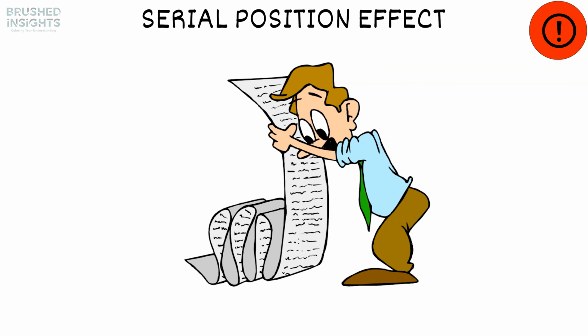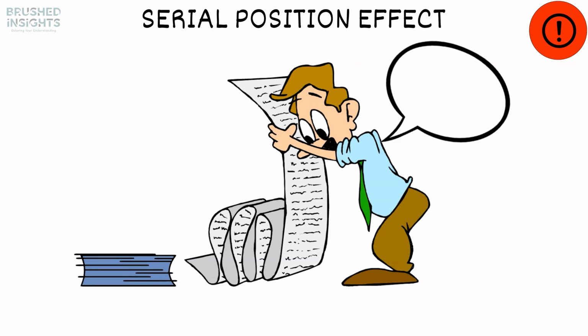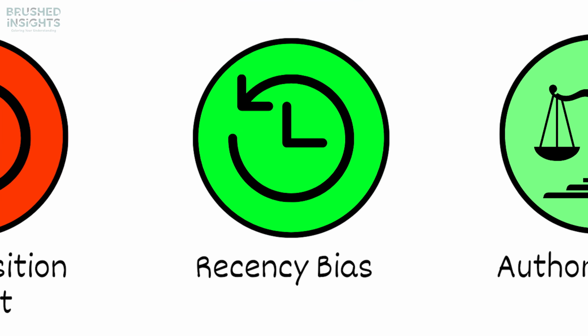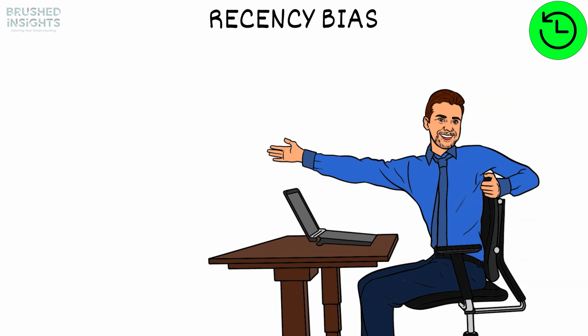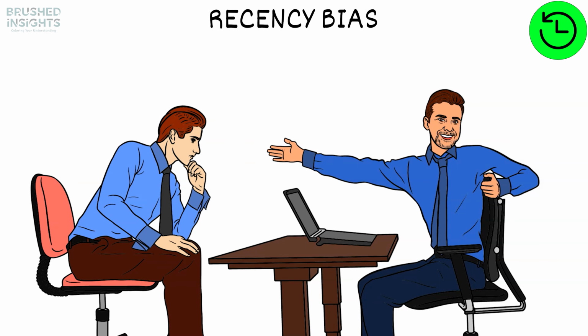Serial position effect. The serial position effect refers to the tendency for individuals to remember the initial and final items in a list more accurately than those in the middle. Recency bias. Recency bias assigns greater significance to the most recent event or information, as seen in cases such as an interviewer who vividly recalls only the last person they interviewed because it's the most recent conversation they had. This bias is connected to the serial position effect.